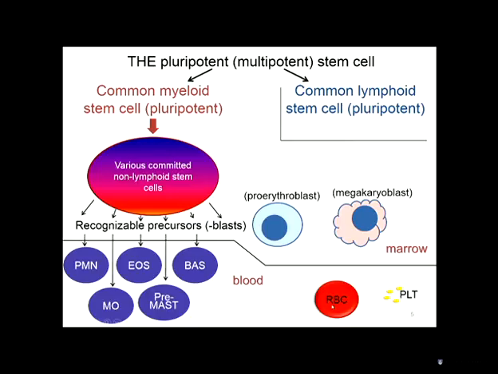Once this division has taken place, these committed precursors will only give rise to their group of cells. Red blood cells come from the same lineage as other myeloid cells, including neutrophils, eosinophils, basophils, monocytes, and mast cells, as well as platelets. They all come from the myeloid lineage. Okay? We're going to talk about the lymphoid lineage when we talk about white blood cell disorders on Wednesday. But remember that red blood cells and platelets are part of the myeloid lineage.